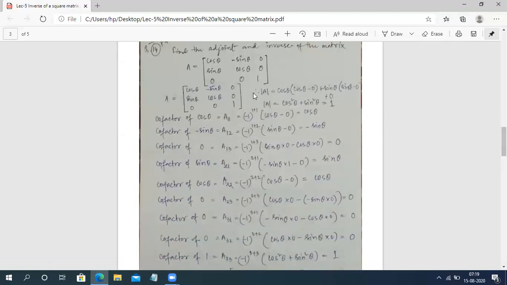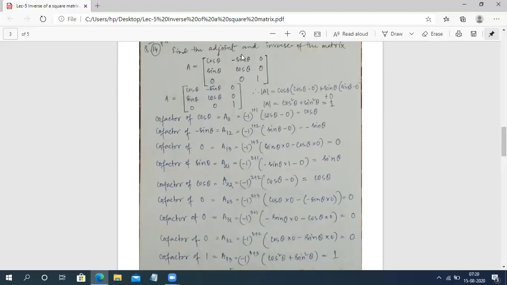For this, find the value of its determinant. Determinant of A will be cos theta into 1 minus 0 into 0, that is only cos theta, and then in the second term it is a negative sign but it has already minus of sine theta, so it will be positive.